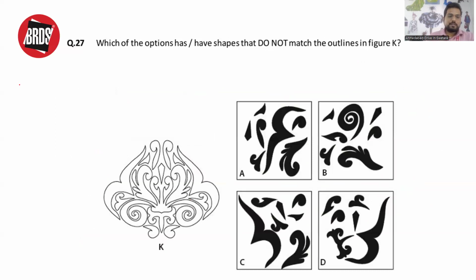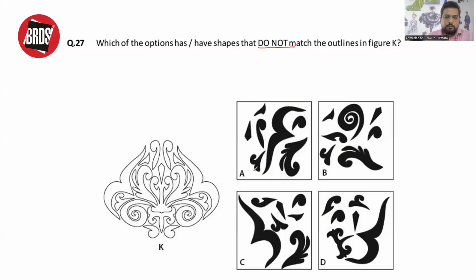Question number 27. Which of the options do not match? Again, do not match. Most of the questions we got this time are like this: which of the following statements are true, not true, match, do not match. It was mostly a question of observation. You have to observe the figures, the question figures and the options carefully, and you will get the answer accordingly. I would say that this time the paper was relatively easy.